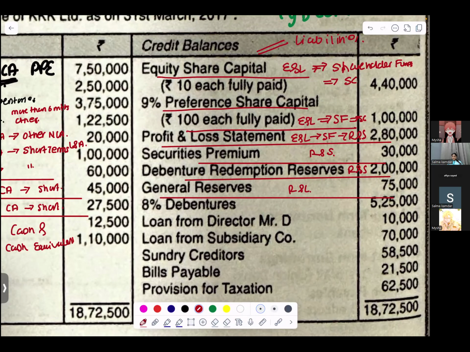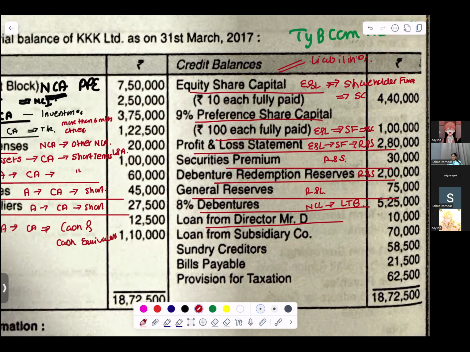8% debentures, non-current liabilities, long-term borrowing. Okay. Then loan from directors. Current liability, short-term borrowing. How do you know it's current liability? He's taken from someone and it's mentioned in the adjustments also. I've not yet read the adjustment, na?